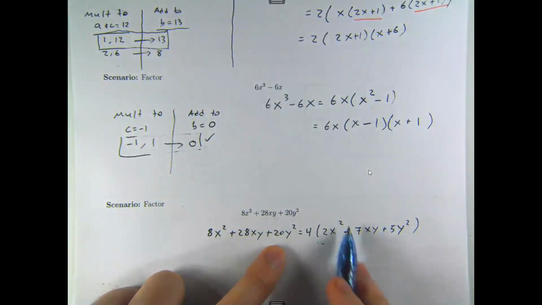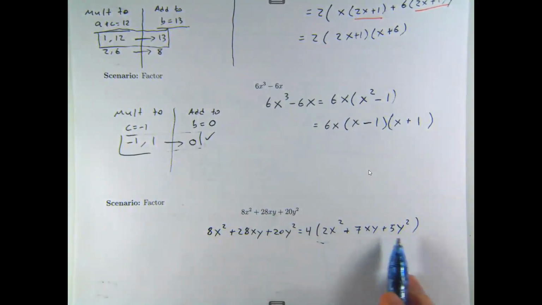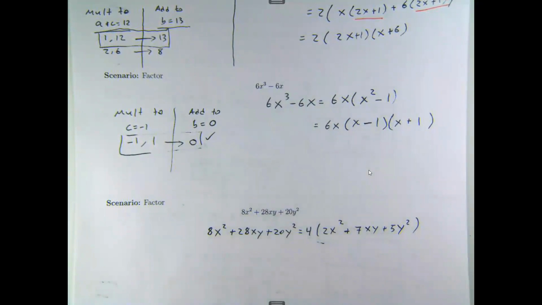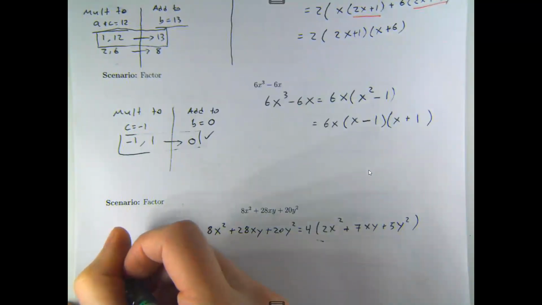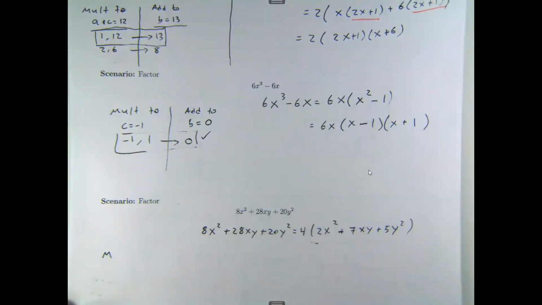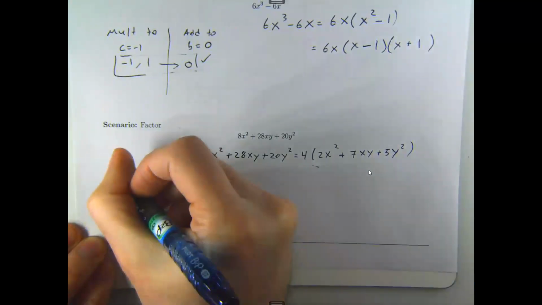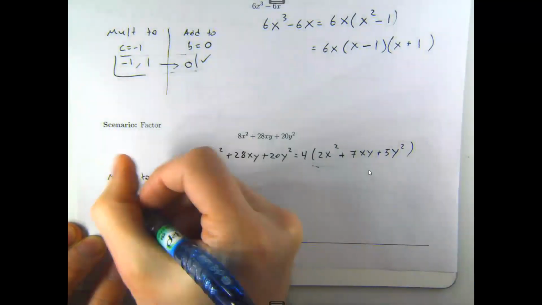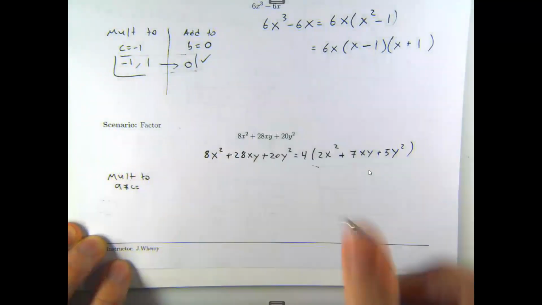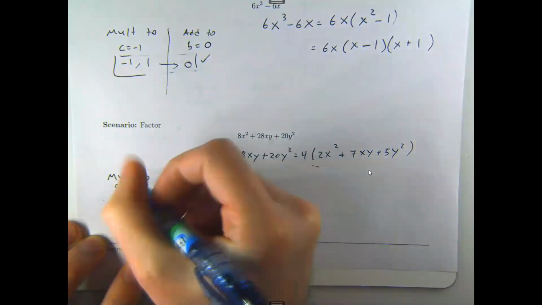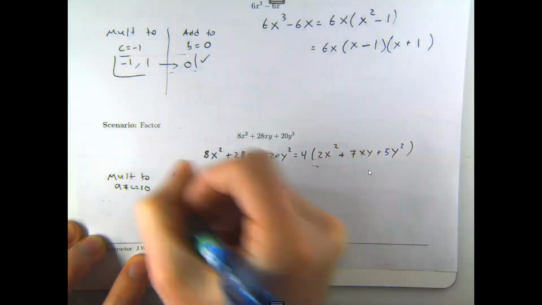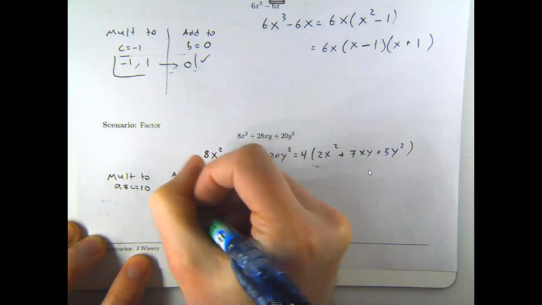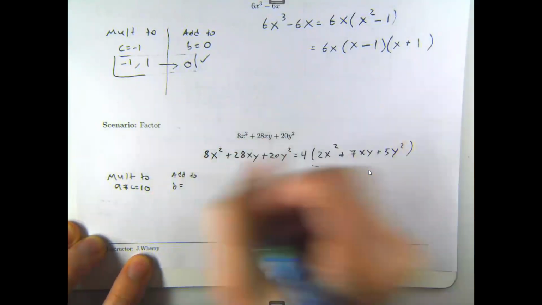I'm left with this 2x squared plus 7xy plus 5y squared piece. And I'm going to factor that using the AC method again. So I want things that multiply, doing a little scratch work on the side, to my A times my C. In this case, I have 2 and 5. 2 times 5 gives me 10. And I want it to add to the middle number. My middle number here is 7.